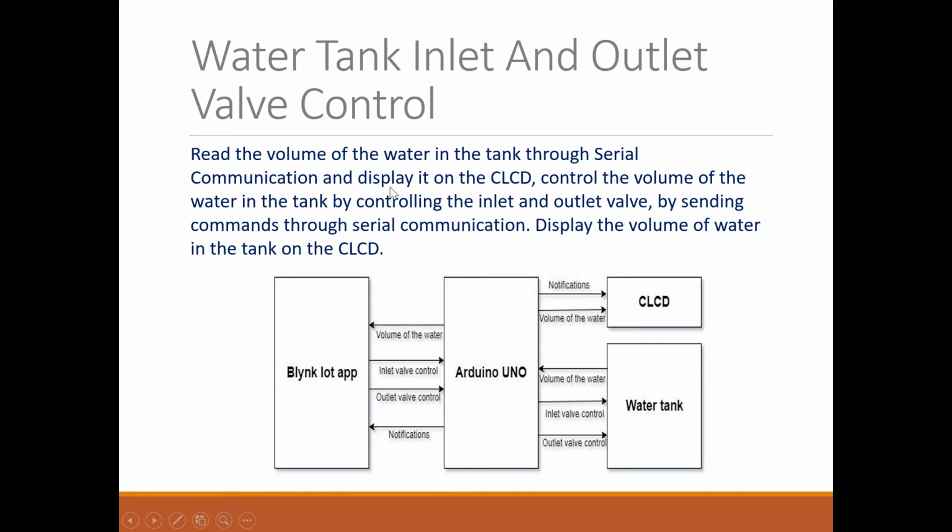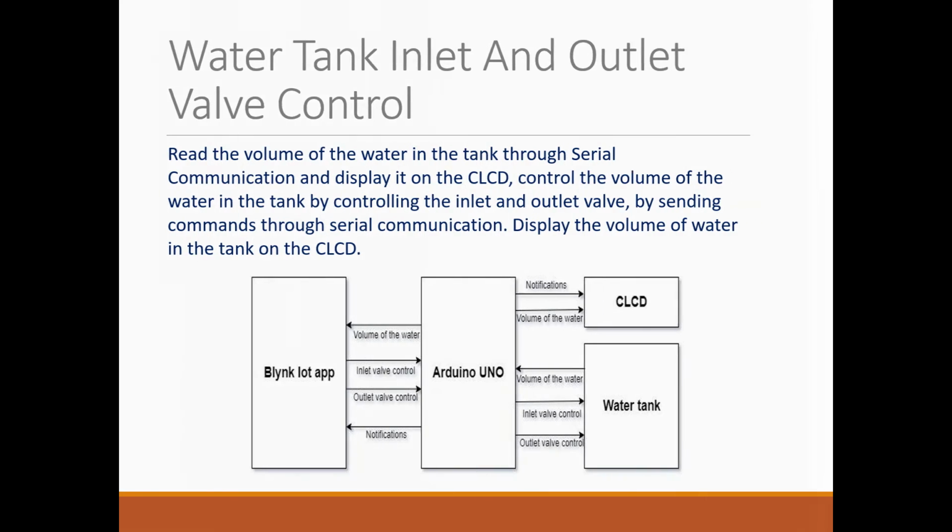As you can see here, in the Blink IoT app, the inlet valve control is set. If the inlet valve control is set, then the water tank volume increases. If the outlet valve control is set, the water tank volume decreases. So the notification also goes to the CLCD, to display the volume of the water. And by sending commands through serial communication, display the volume of the water tank on the CLCD. So as I said before, the volume of the water is displayed on the CLCD. So these are the functional requirements of the project that we should do.